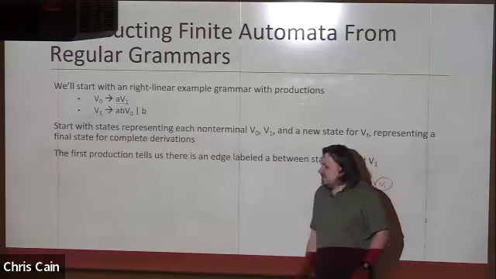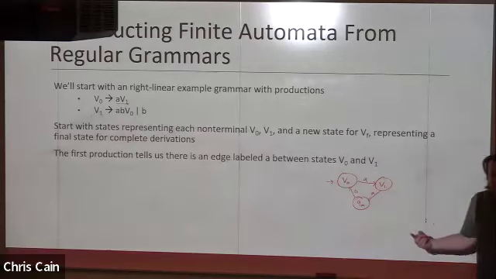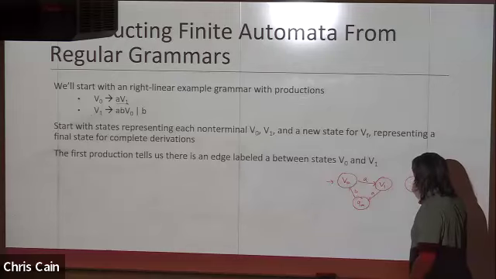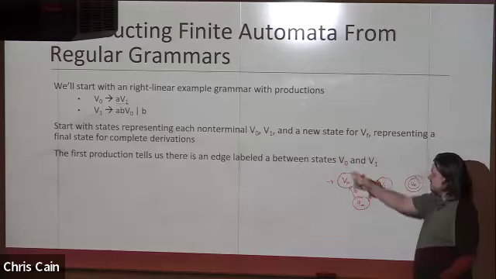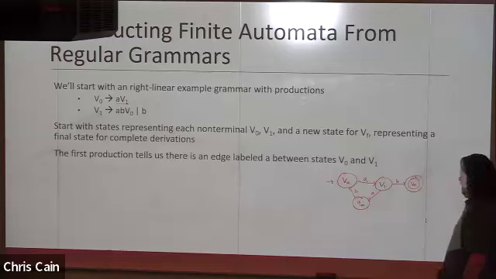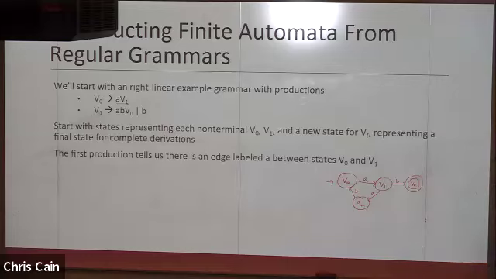From V sub 1, though, we can also consume a B and be done. There's no further variable or further definition when we reach this point. This is where we should get to our final state. So we'll make some final state V sub F, and we can transition from V sub 1 to that on a B.